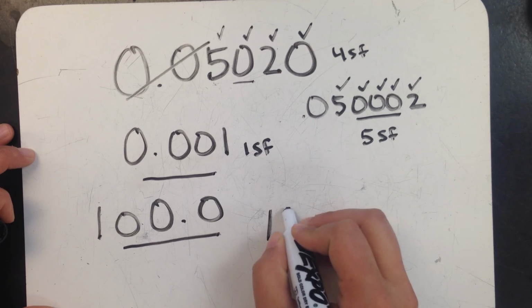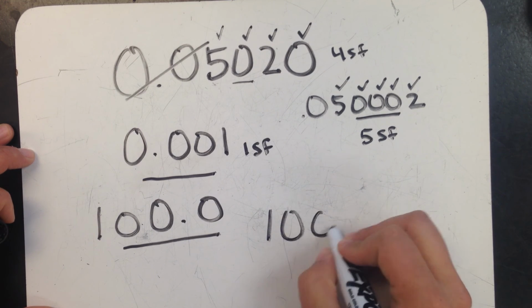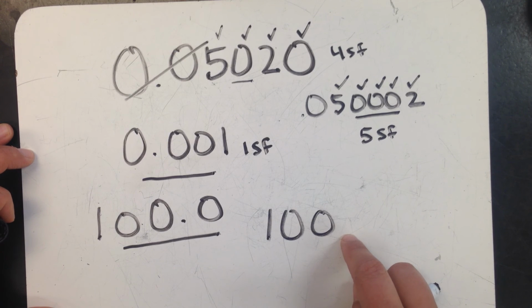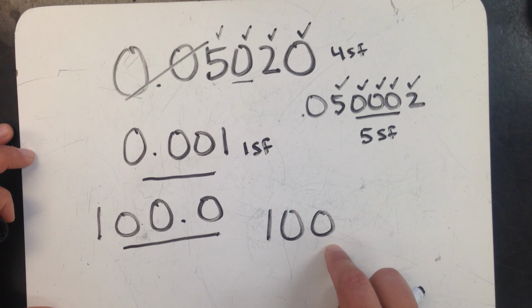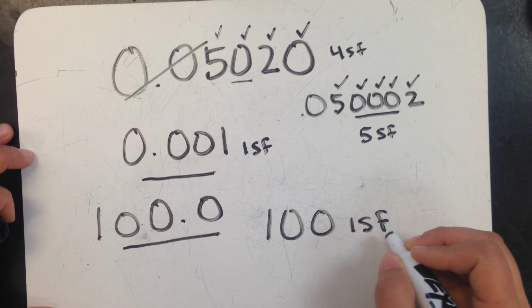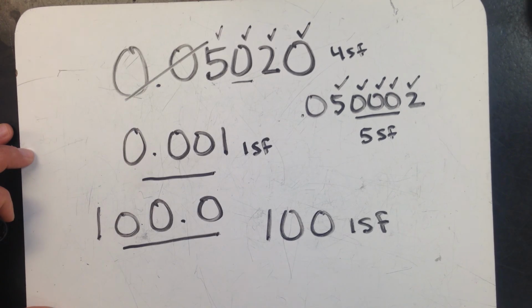I'll give you one more example. Suppose we had this, just 100. Since the decimal isn't written, these zeros are behind and there's no decimal written, so they don't count. This would just have 1 sig fig. SF for sig fig. Okay, thanks.